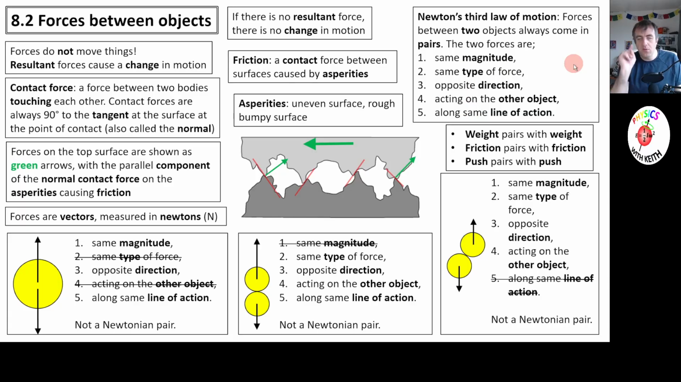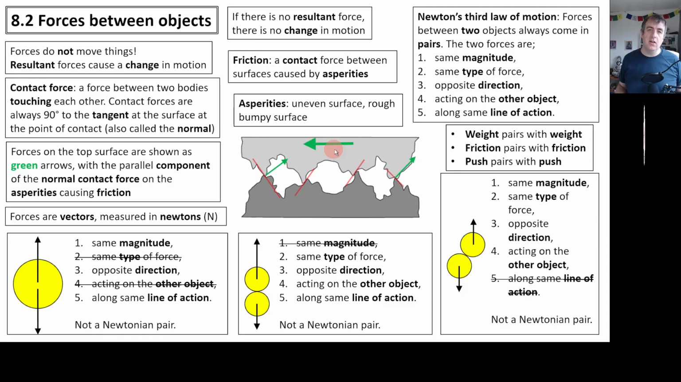If you think two forces are a Newton's third law pair of forces, then you need to check: are the forces of the same magnitude? Are they the same type of force? So what do we mean by that? Well, a weight force pairs with a weight force. A friction pairs with a friction. Push pairs with push. The Newton's third law pair to the friction force is a friction force. Okay, that's the way it is.